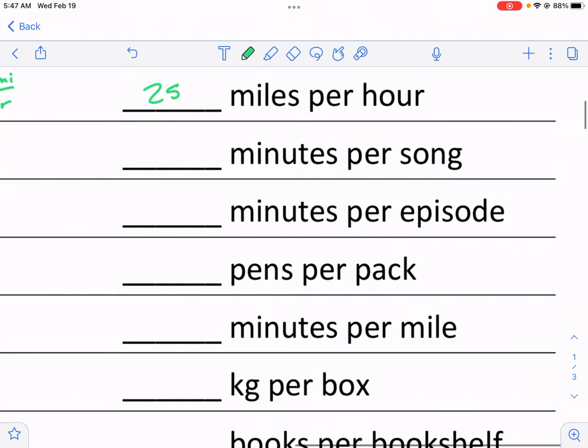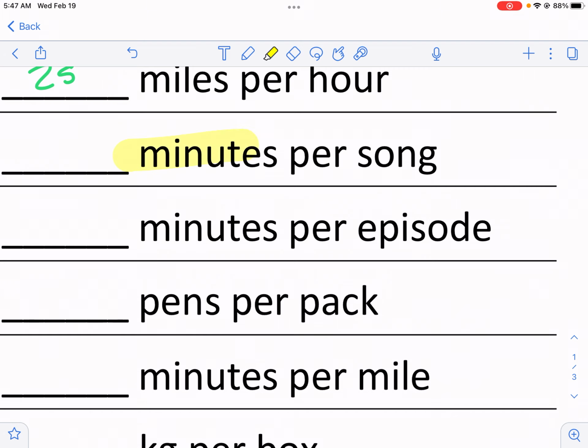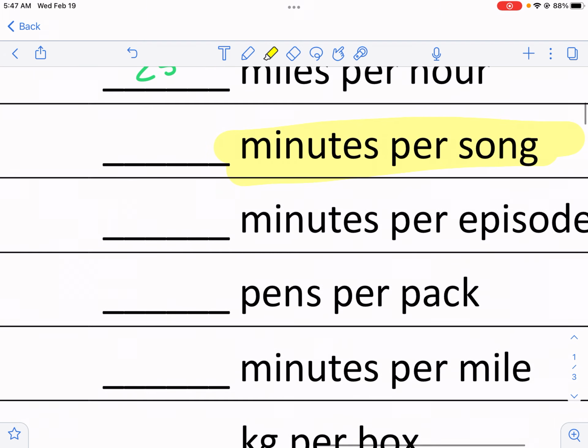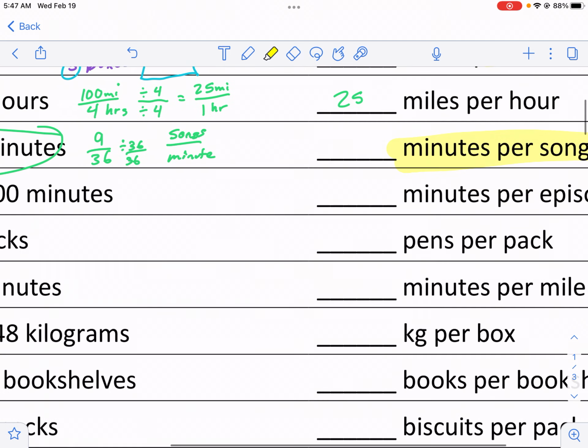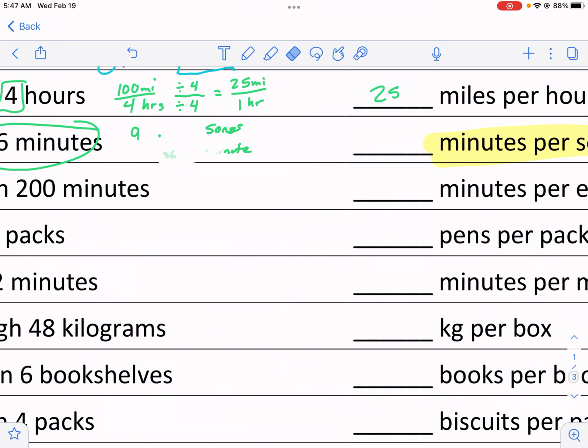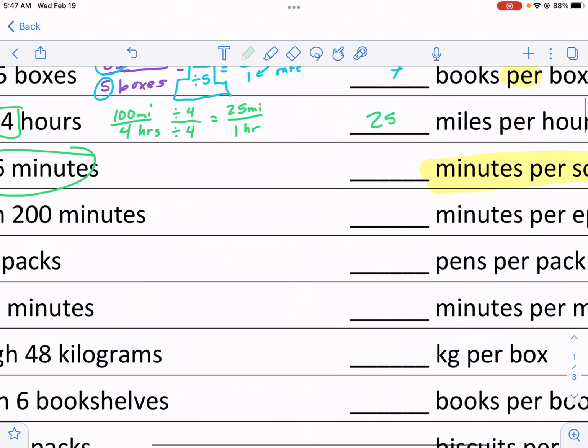You have to actually start, and I wanted to handle this one for this purpose, is you have to look here and see what it's asking you for. Which unit rate does it want? For this one, it wants minutes on top. Let me change the color here. Blue. It wants minutes on top, and it wants songs on the bottom.